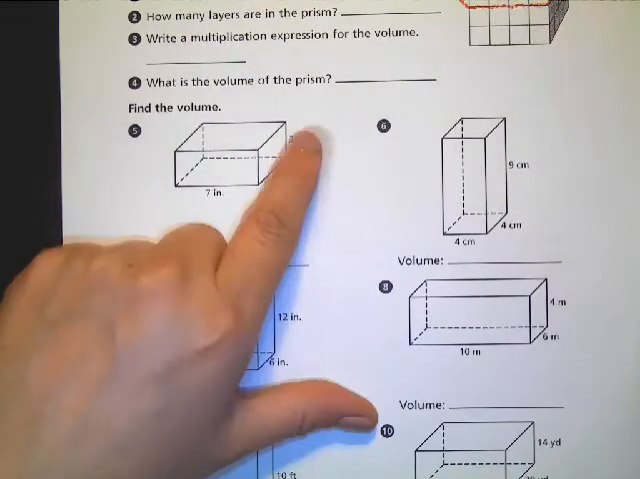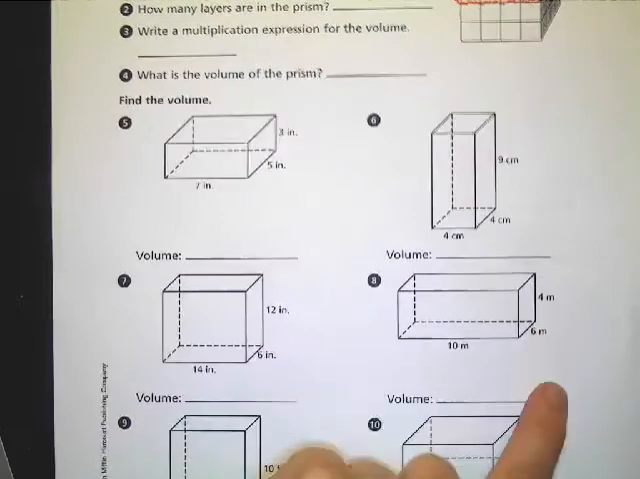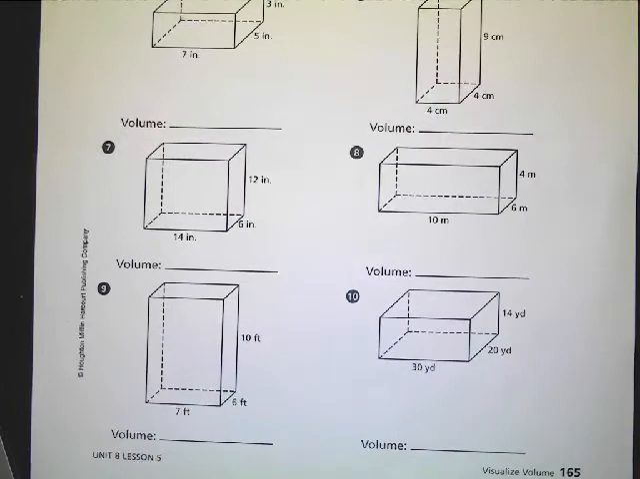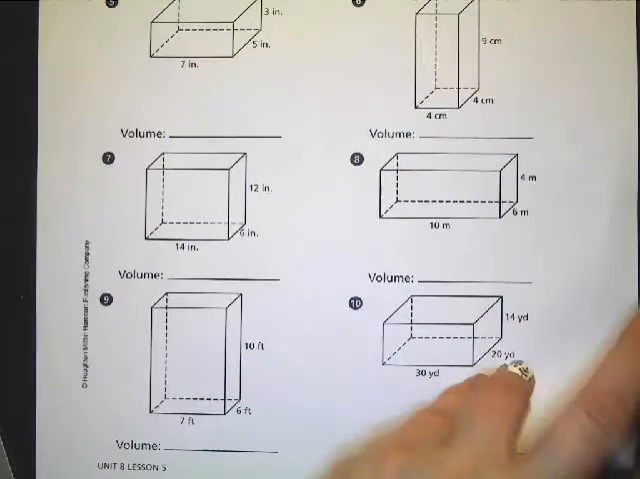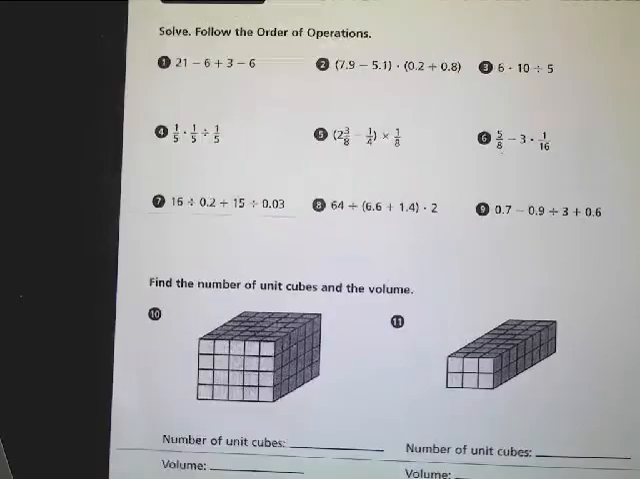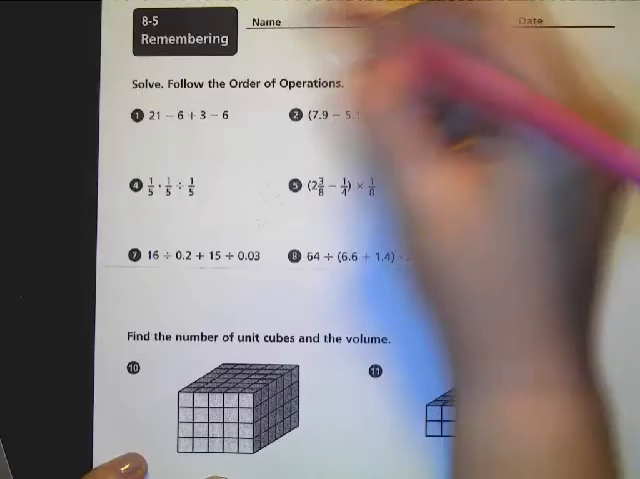Also, it makes me really sad when people don't put the measurement because they get the whole thing wrong. So make sure that when you find the answer, you're also putting inches cubed, centimeters cubed, meters cubed, feet cubed, yards cubed. You really need to do that. Okay? If you want, you can do that part quickly before you move on.